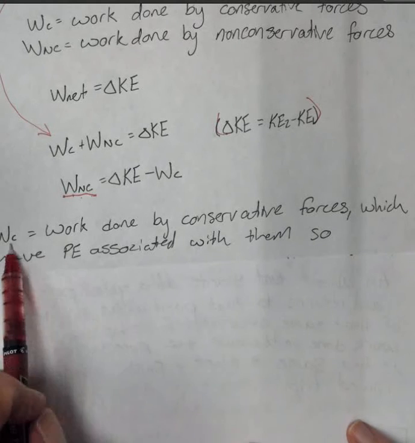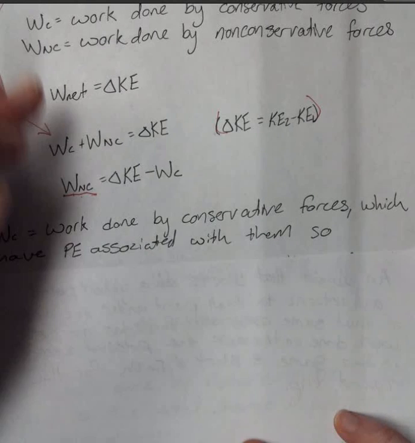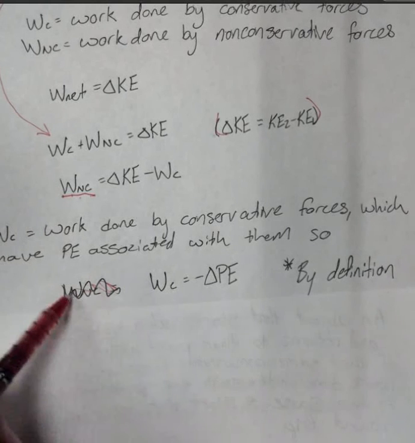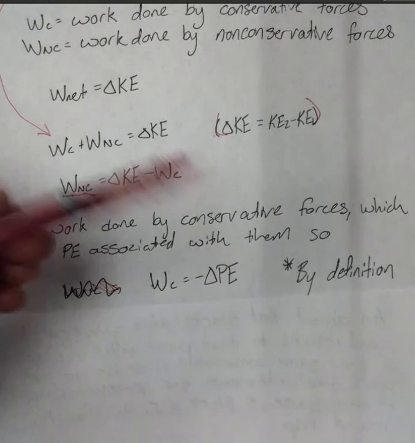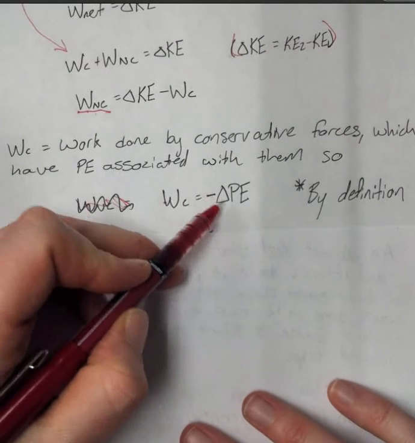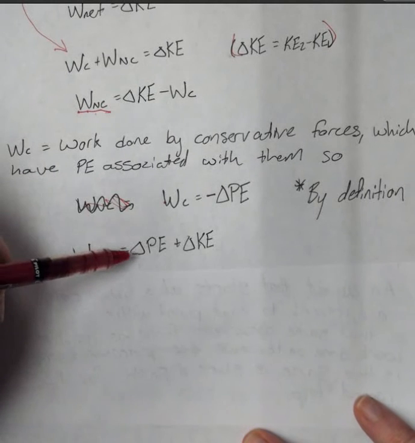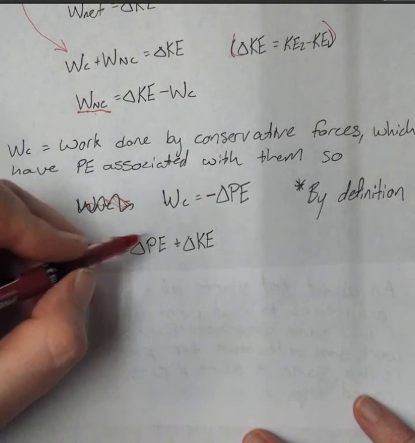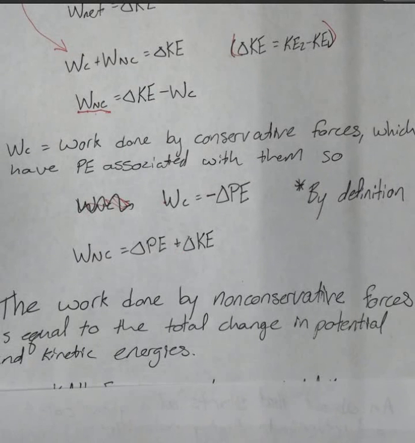Since W_C equals work done by conservative forces, and all conservative forces have potential energies associated with them, we could use the relationship of the work done by a conservative force, and this is something that we have already defined: the work done by a force is going to be equal to negative the change in the potential energy that has just taken place. So if we plug in negative delta PE for work done by conservative forces, then that negative W_C becomes a positive delta PE. So the work done by non-conservative forces is going to be equal to the change in potential energy plus the change in kinetic energy. Another way to say that is that the work done by non-conservative forces is equal to the total change in potential and kinetic energies.